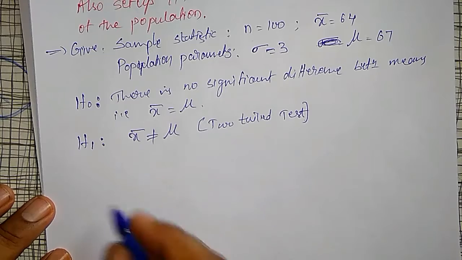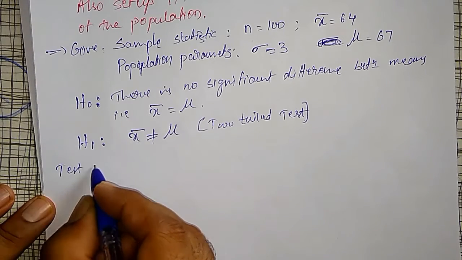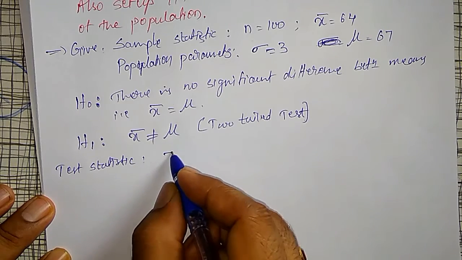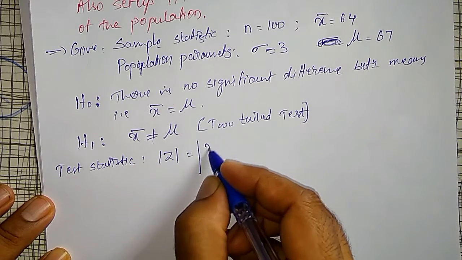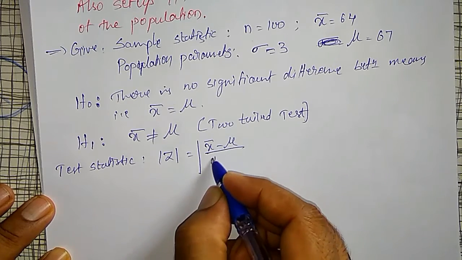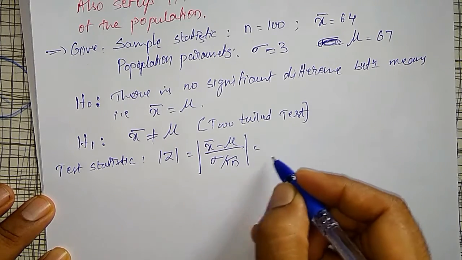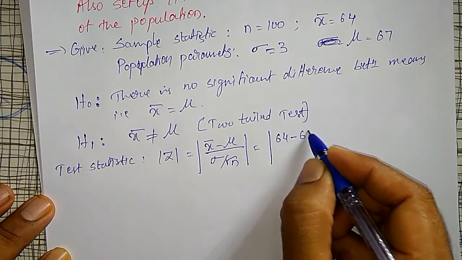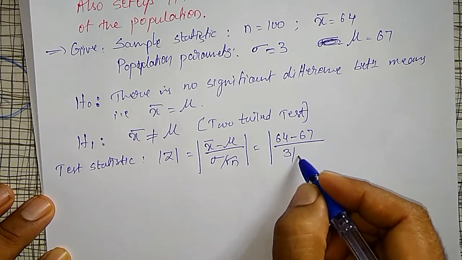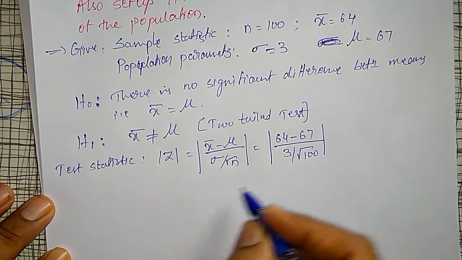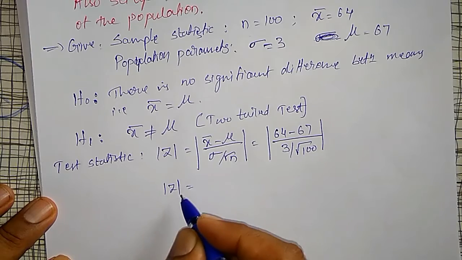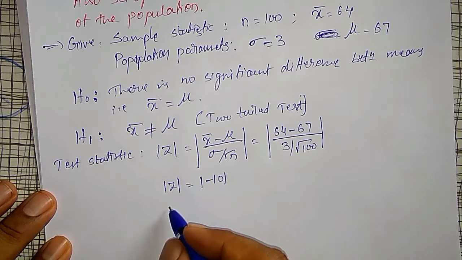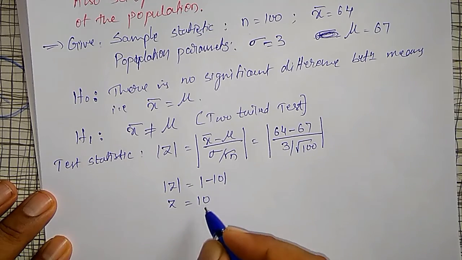Correct? For a two-tailed test, statistic modulus of z is equal to x bar minus mu divided by sigma divided by root n. X bar value is 64 minus 67 divided by 3 divided by square root of 100. Just simplify this. Modulus of z, we are going to get it as modulus of minus 10. Therefore, z is equal to 10.